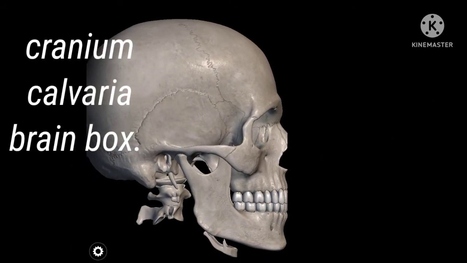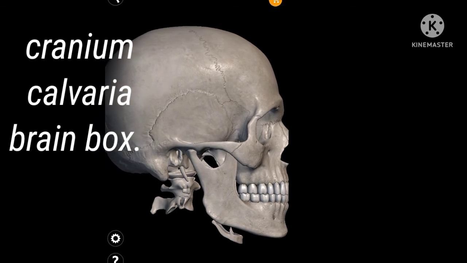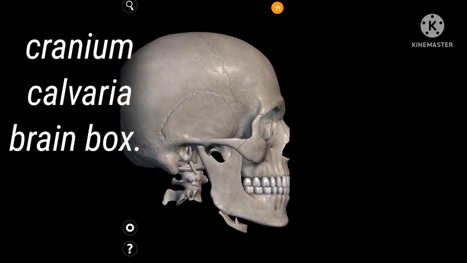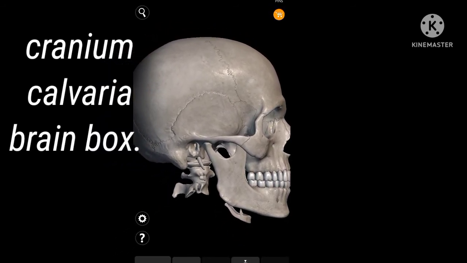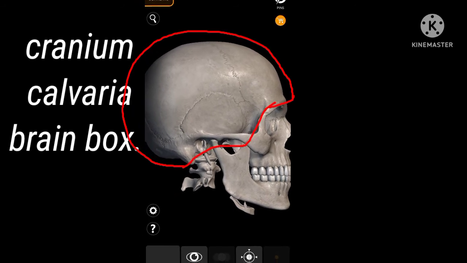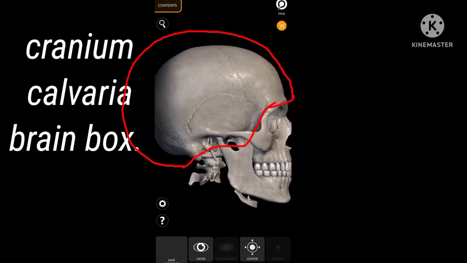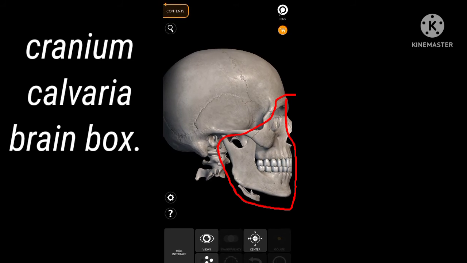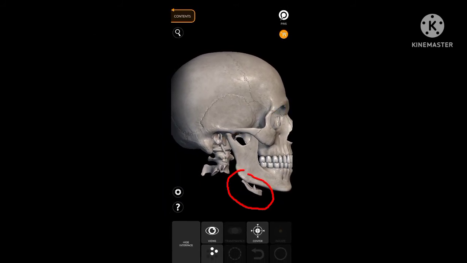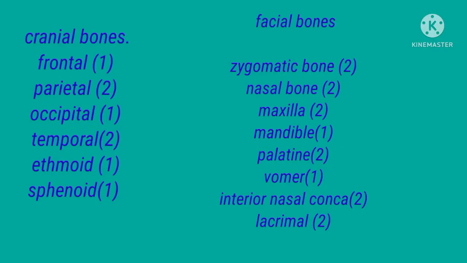Bones of the skull are flat and are joined by sutures. Its back portion is called the cranium, or calvaria, or brain box, in which the brain is located. This is the cranium. And we come to the face. Next, go to the hyoid bone. Let's see the cranial bones.